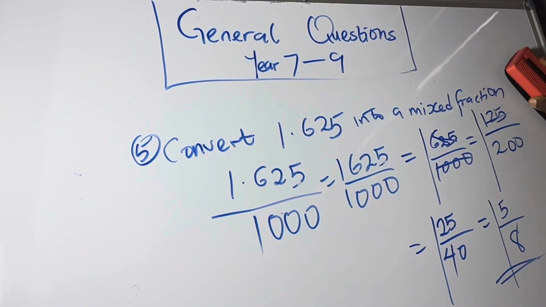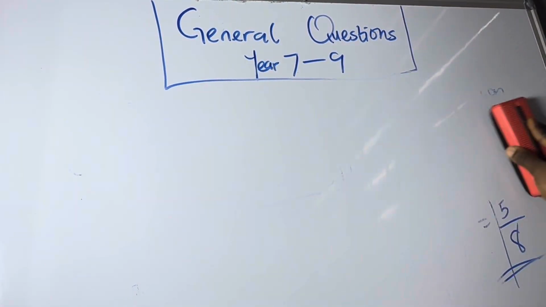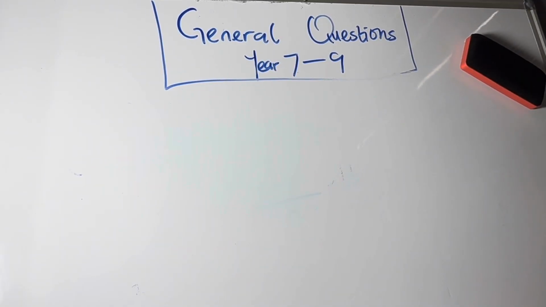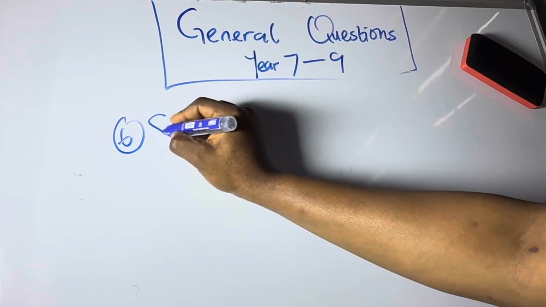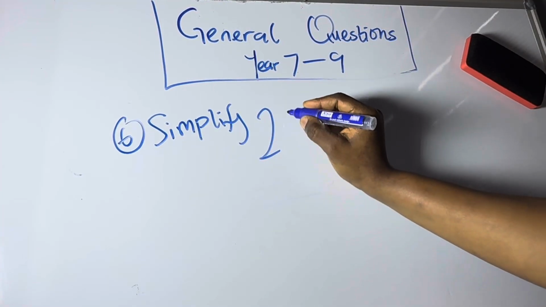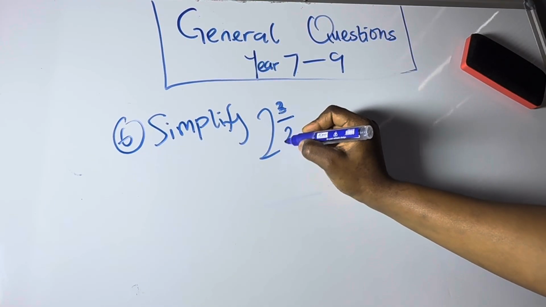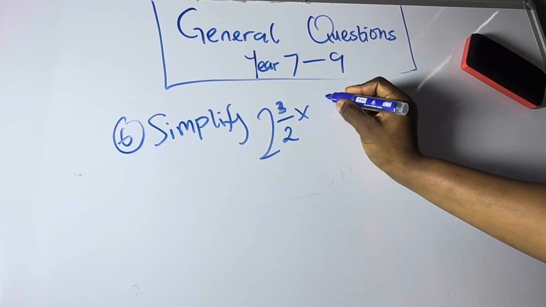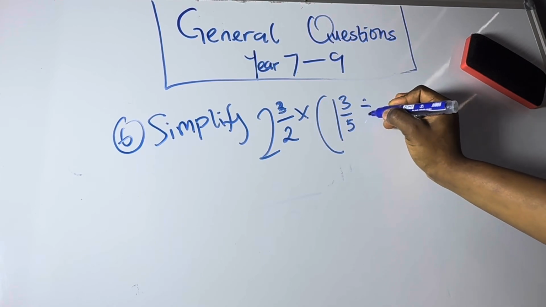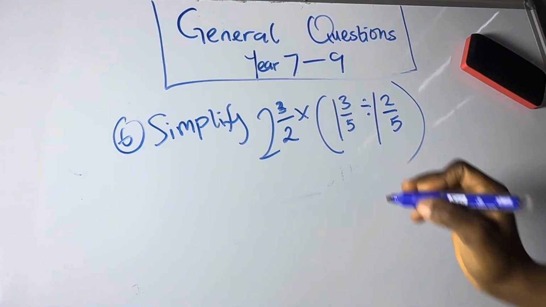Question 6 says, simplify two whole number 3 over 2 multiplied by bracket one whole number 3 over 5 divided by one whole number 2 over 5.